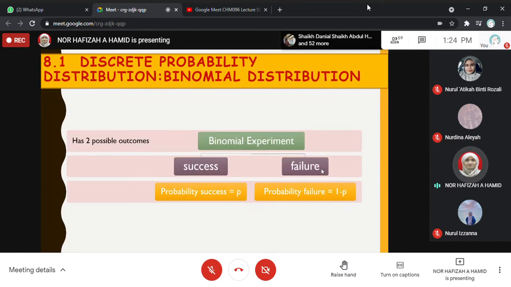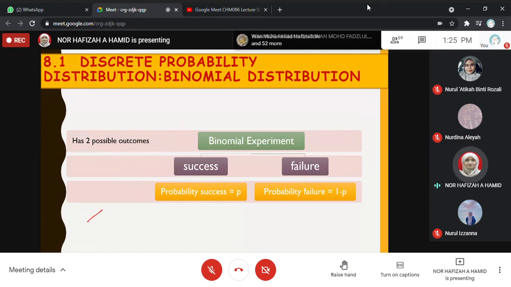So first for discrete probability distribution. Okay, yang first distribution we have binomial. Okay, so binomial karakteristik dia mesti ada 2 possible outcomes dia. We have success or failure. So probability of success is equal to P and probability for failure we have 1 minus P. Okay, so example for discrete ni, dia mesti ada 2 je outcomes dia.